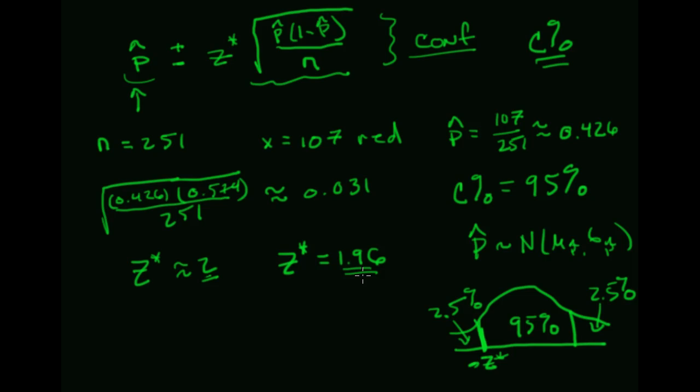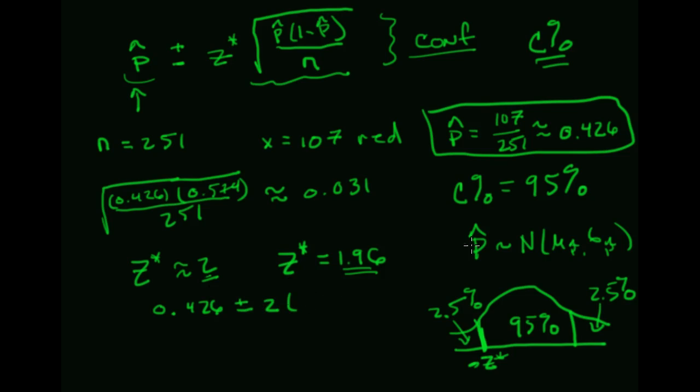So let's go ahead and calculate this interval. If I calculated the interval with 2, I would get 0.426, because that's my p hat. That's here, right? Plus or minus the z star, which I use 2. That's here, times the standard deviation estimate, which is this one.